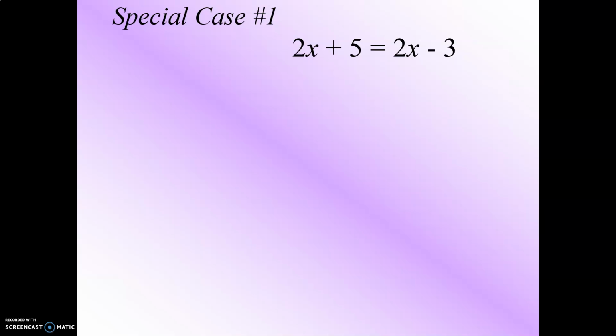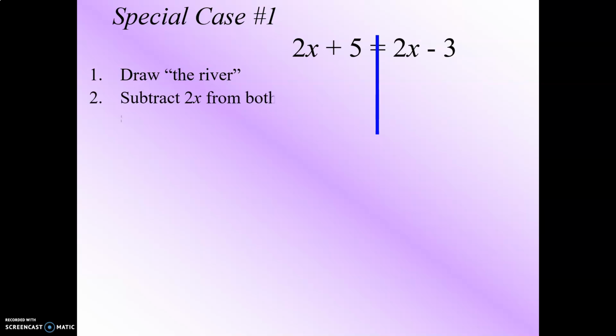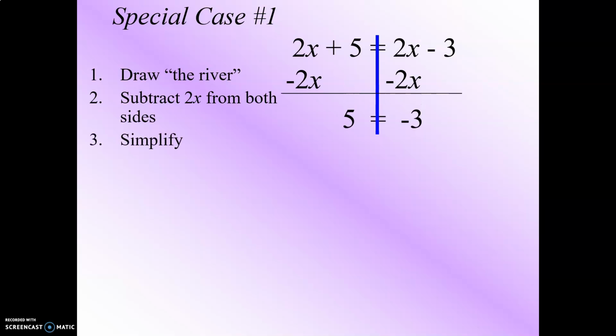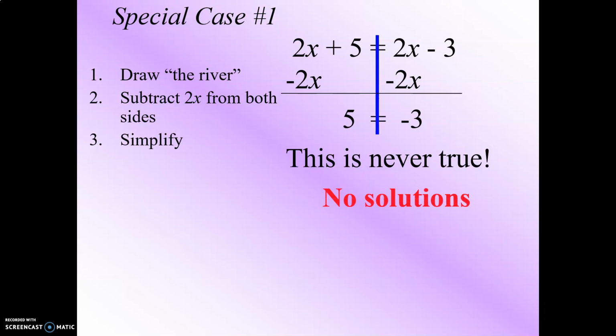Since math is a science, we're going to go through the steps and prove it. Alright, so we're going to separate left and right sides like we always do. Let's combine our like terms. The 2x, well, we subtract 2x from both sides. The 2x's actually disappear, and we're left with 5 is equal to negative 3. And this is never true. 5 is 5 and negative 3 is negative 3. They can never be equal to each other. So we say that this equation has no solutions. There is no number that will give us the left side equal to the right side. So we say no solutions for this one.